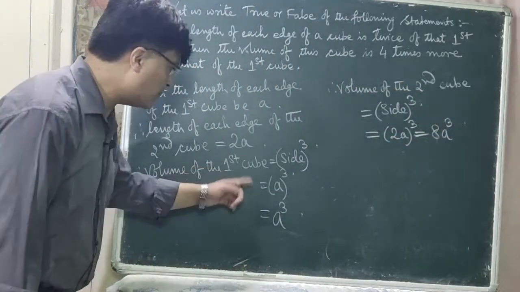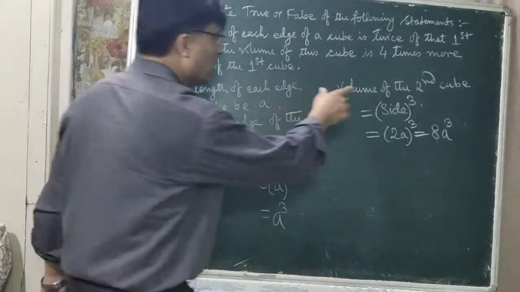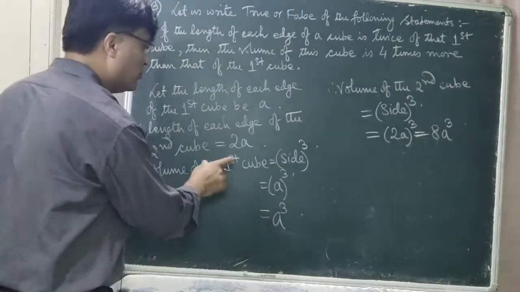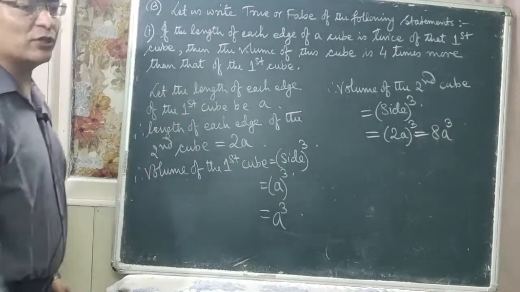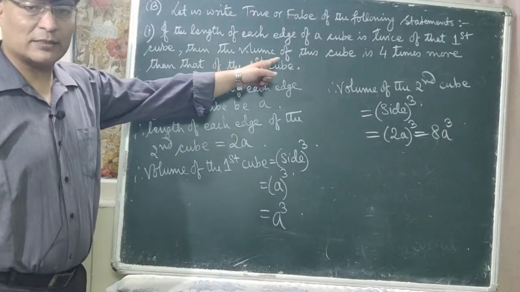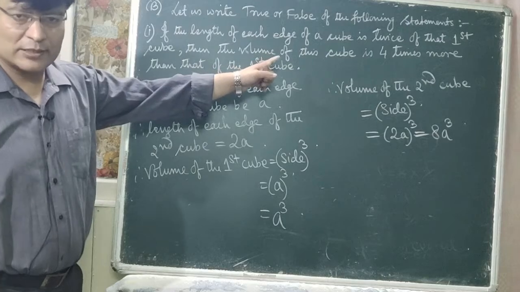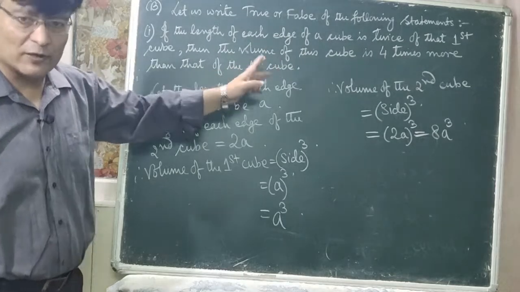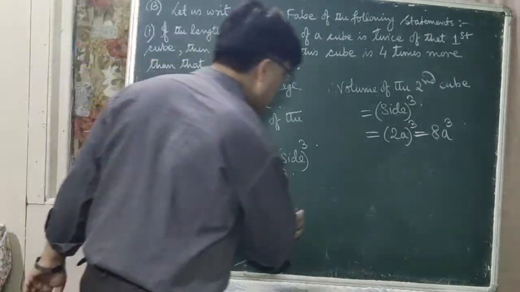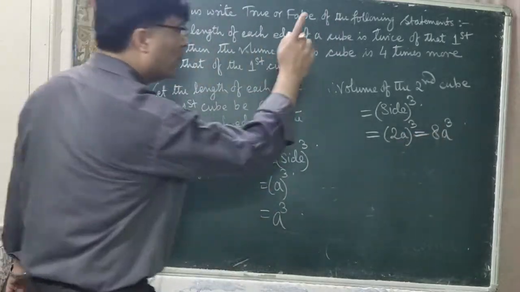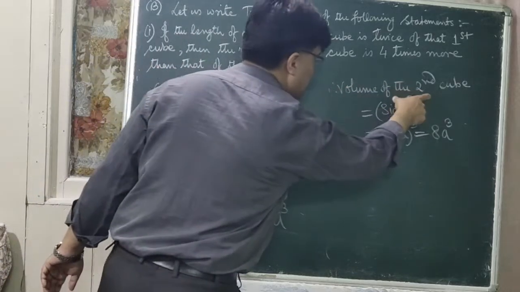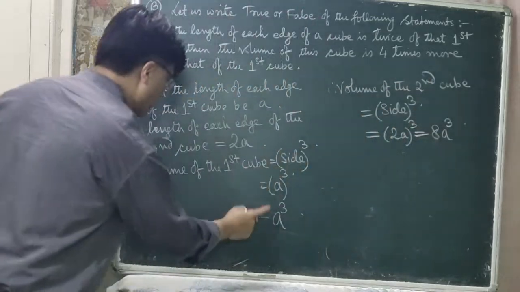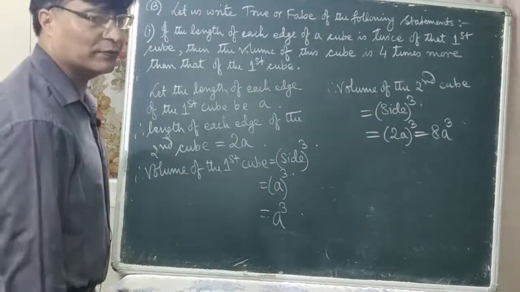What is the volume of the first cube? It is a cube. That means volume of the second cube is 8 times greater than that of the volume of the first cube. So is this statement correct? So it is not correct. So that means this is false, isn't it? So from these two we can say that volume of the second cube is 8 times more than that of the first cube.